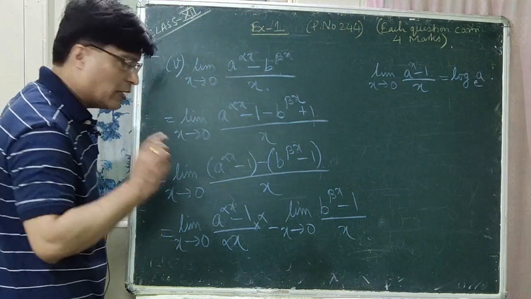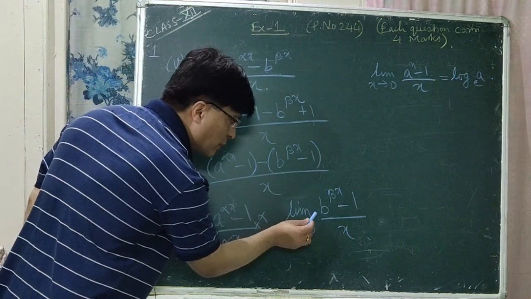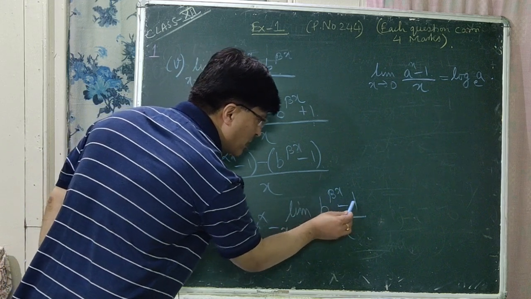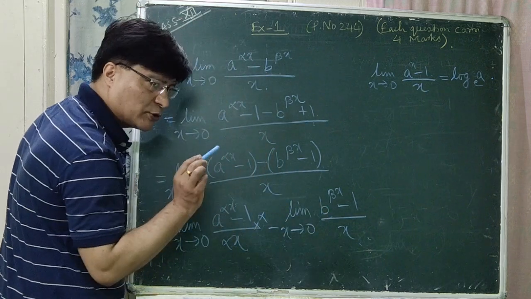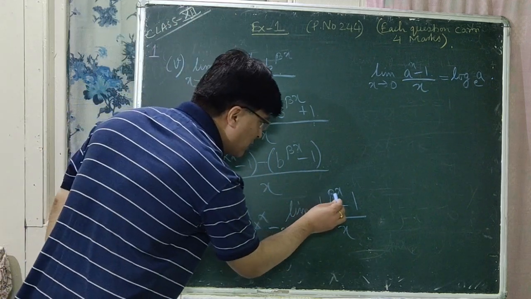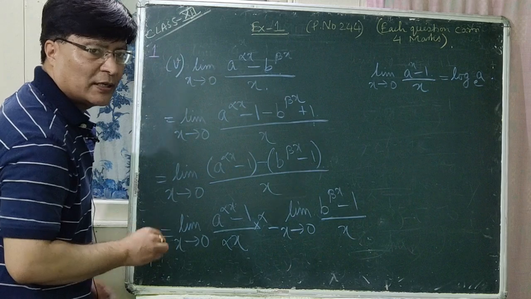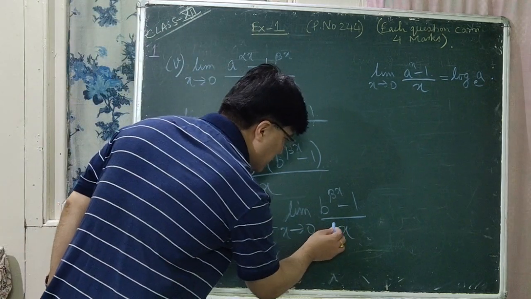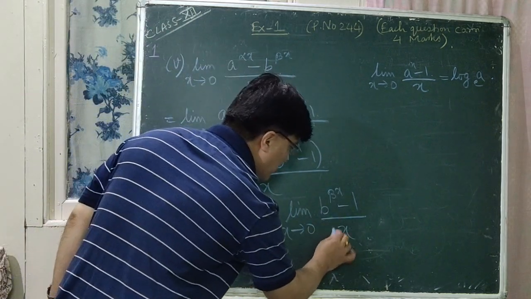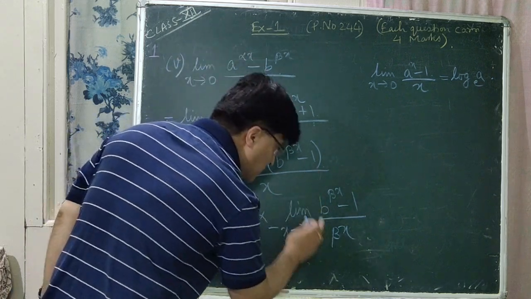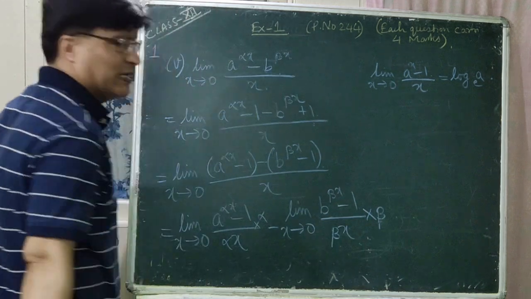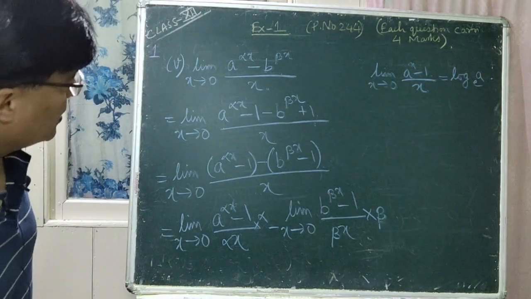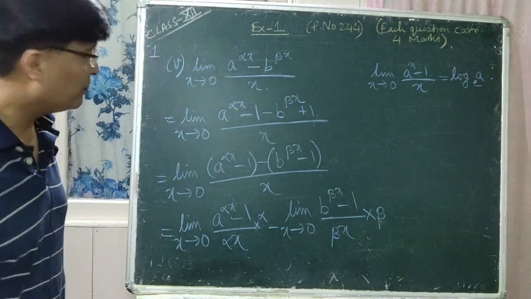Here also you should convert it into the form of a to the power x minus 1 whole divided by x form. But instead of a there is b. But instead of x there is beta x. So you have to convert this x into beta x form. So it should be multiplied by beta. But this beta should be cancelled. What do we write here? Into beta. So is that understood now?